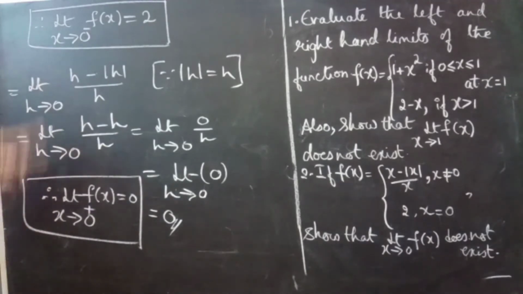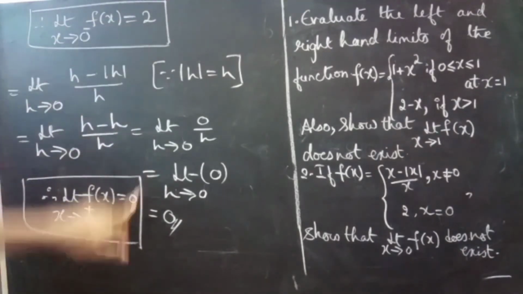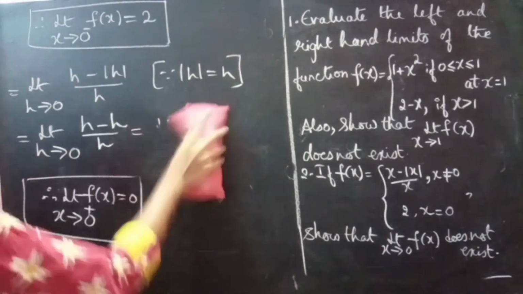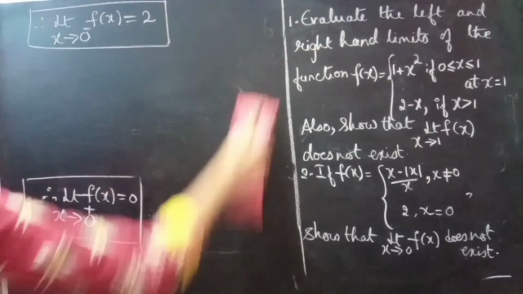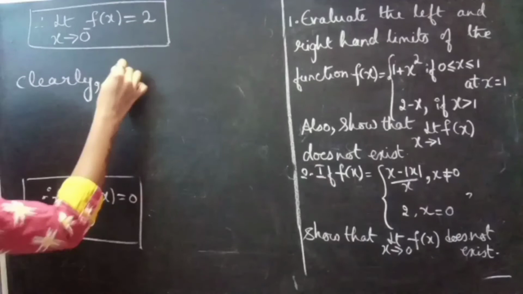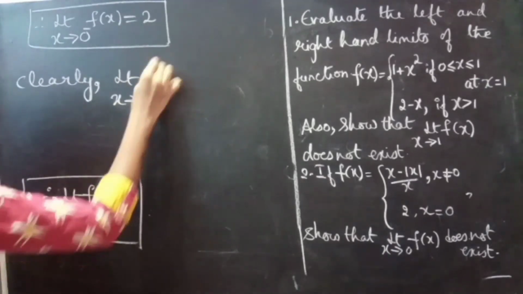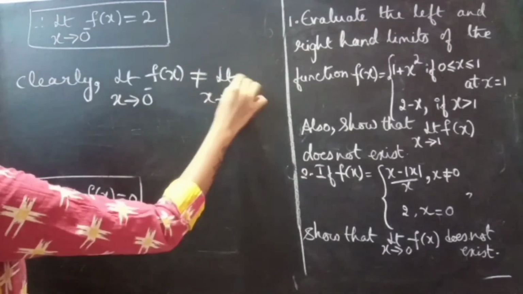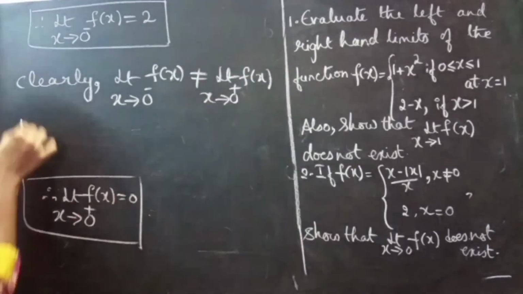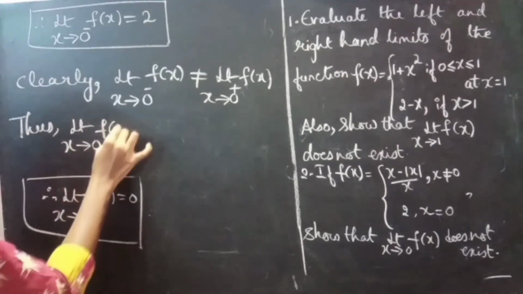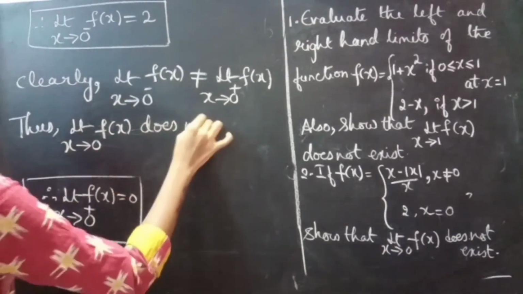So this is your right hand limit and this is your left hand limit. 2 is not equal to 0. Clearly, limit x tends to 0 minus f of x is not equal to limit x tends to 0 plus f of x. Thus, we can say that limit x tends to 0, f of x does not exist.